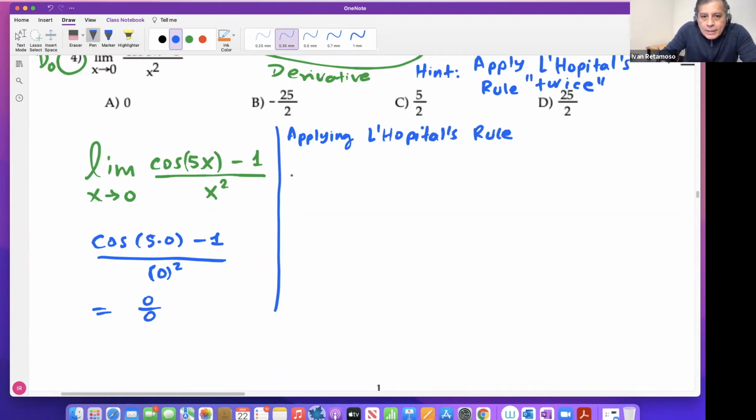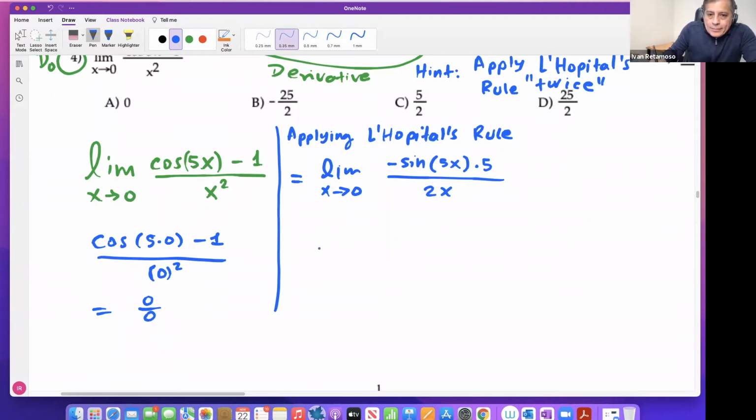Well, L'Hopital's rule says, okay, trade this guy for this. Limit as x approaches 0 of the derivative of the numerator, right? The derivative of the numerator is the derivative of the outside function cosine, which is minus sine of the inside function 5x, times the derivative of the inside function. The derivative of the inside function is just 5, right? The derivative of this guy is 0. The derivative of x squared is twice x, right? Twice x. Great.